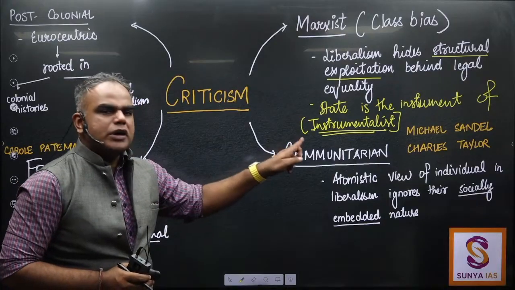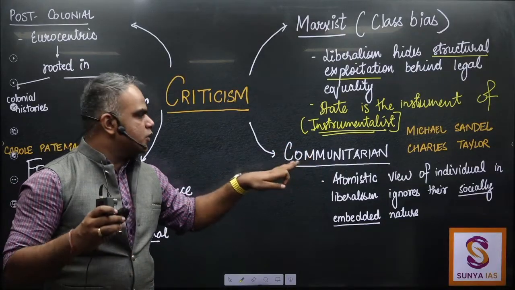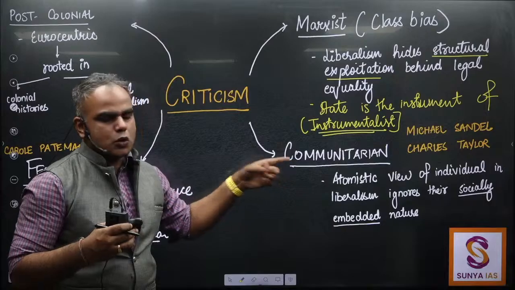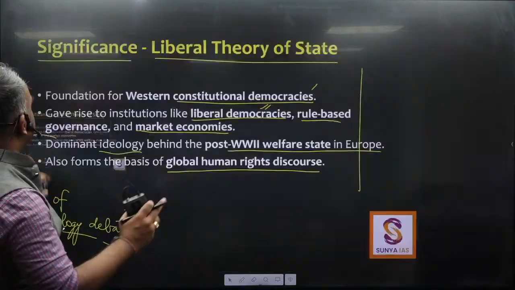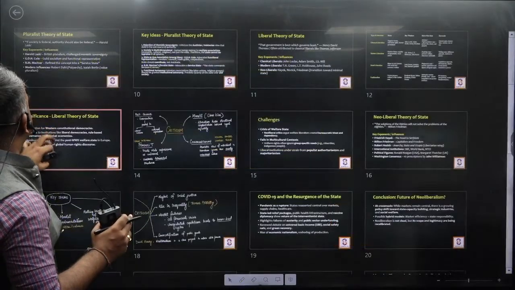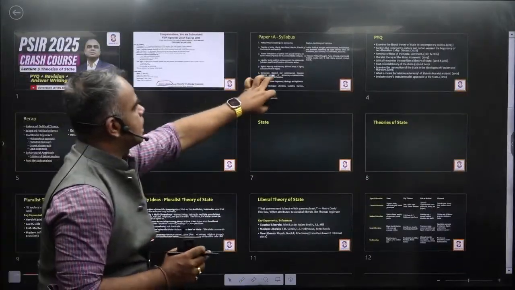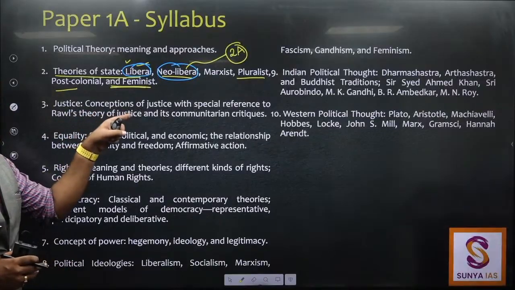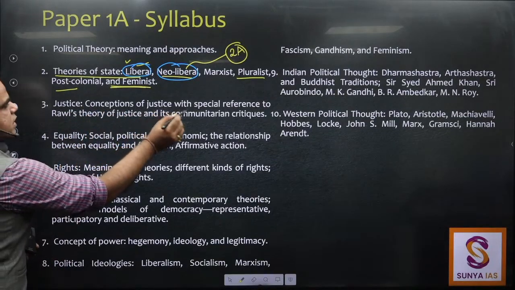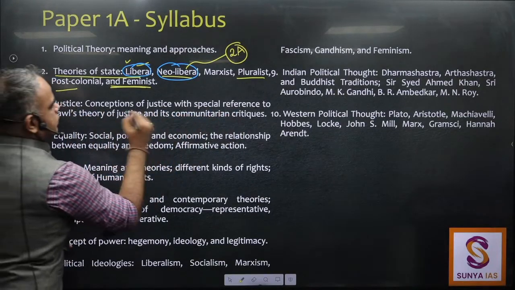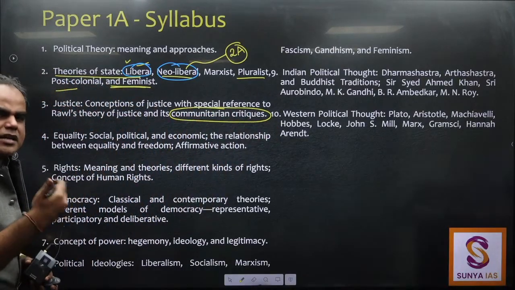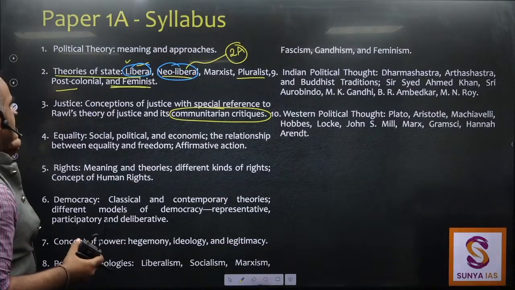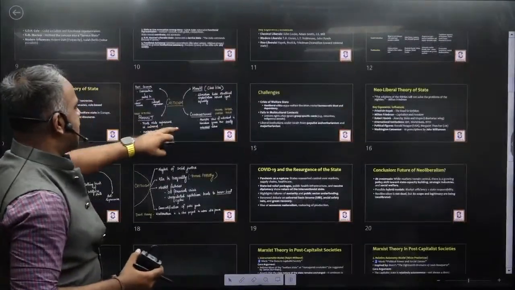Then we come to communitarian. Some of you, if you have not revised or not known this yet, this communitarian is directly mentioned in your syllabus. I'll just show you. When you look at the justice topic, what is written? Conception of justice with special reference to Rawls's theory and its communitarian critique.